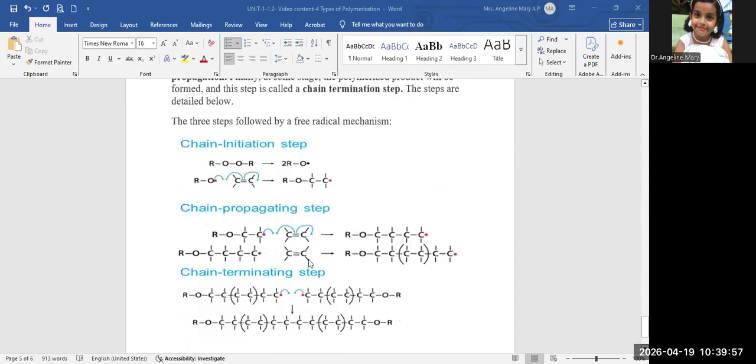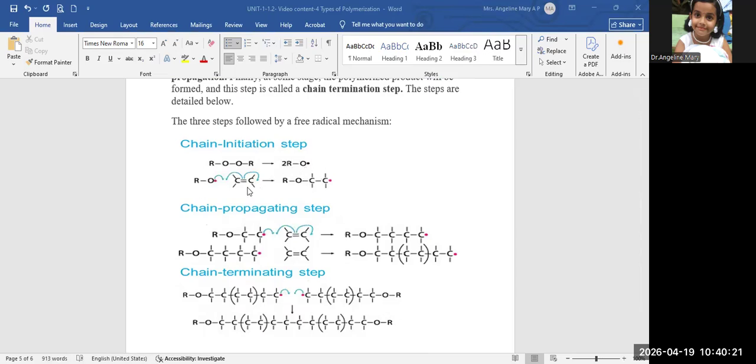So this is an important one. During your exam, you have to write what initiation, propagation, and termination are in the theory part, as well as the mechanism of this chain growth polymerization. What are the three steps? Initiation, propagation, termination. The first one is initiation. It forms the radical.